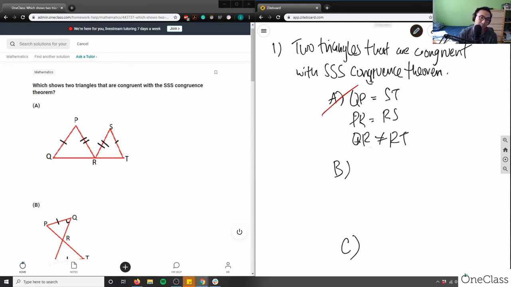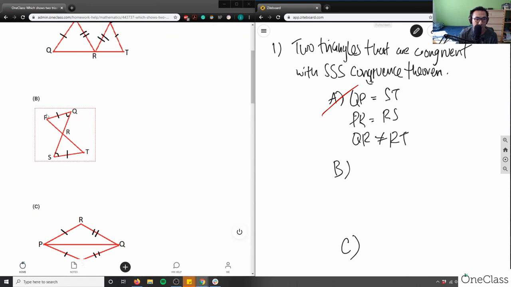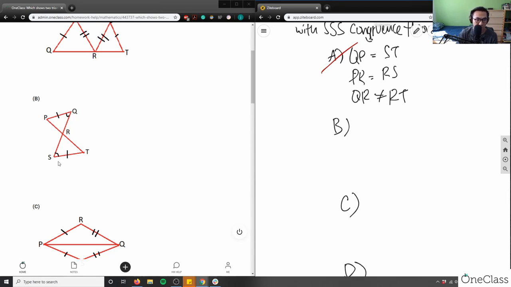So let's look at B. Here, we have PQR as a triangle and RST as a triangle, right? As you can see, two sides are equal to each other. PQ is equal to ST, which is awesome. And then what about PR and RT? Do we know if that's the same? In this case, we don't know if it's the same, right?